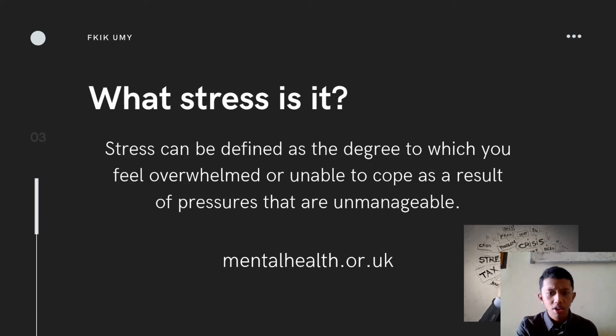Alright, the definition of stress. According to Mental Health UK, stress can be defined as the degree to which you feel overwhelmed or unable to cope as a result of pressure that is unmanageable. So in short, when our body gets affected by some stressor, automatically our body will make what we call a defense mechanism. And when the defense mechanism cannot control it, we get stress. That's the short definition of stress.